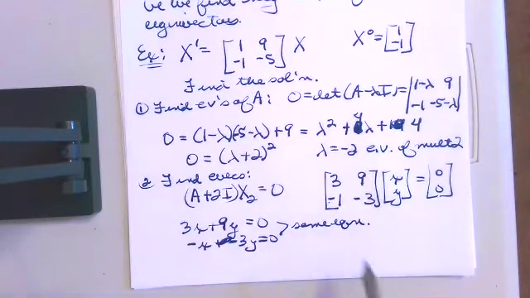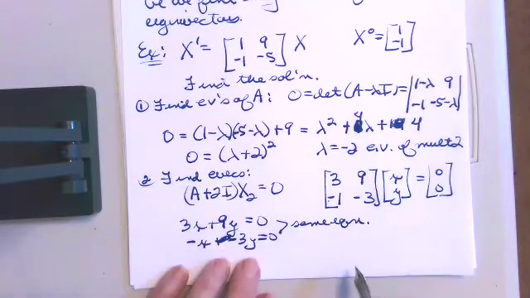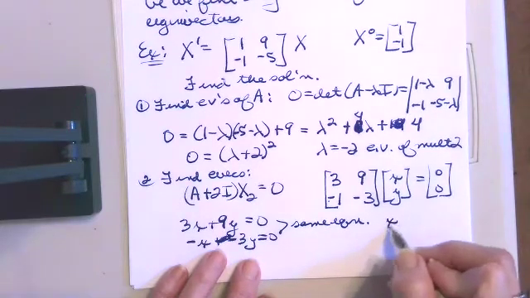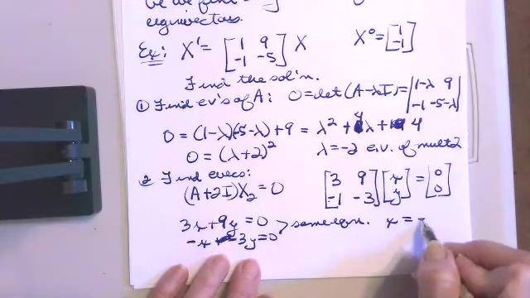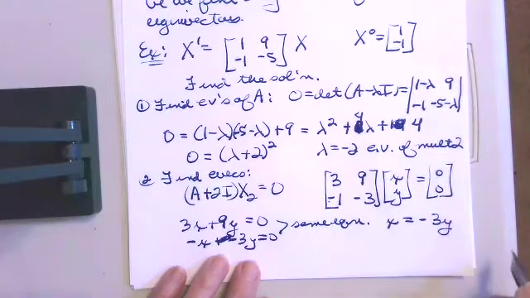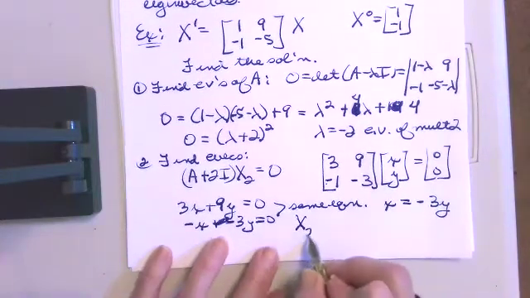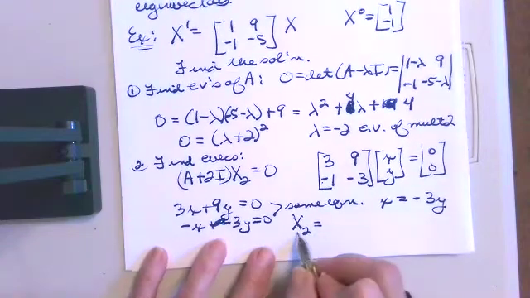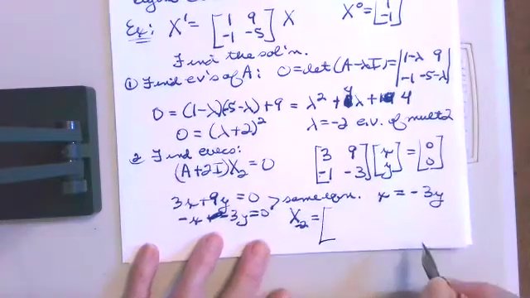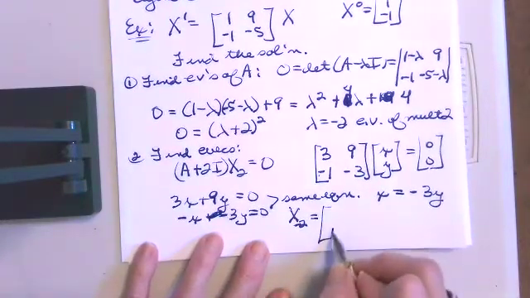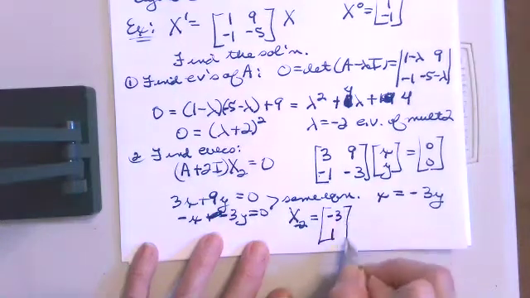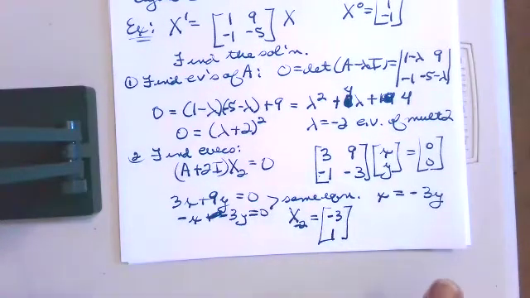Okay, so that means they're the same equation. That means you only need one of them to give you the information. Both of them say that x is equal to -3y. So an eigenvector for -2 is something of the form, if I pick y to be 1, then x is -3. So that's an eigenvector.